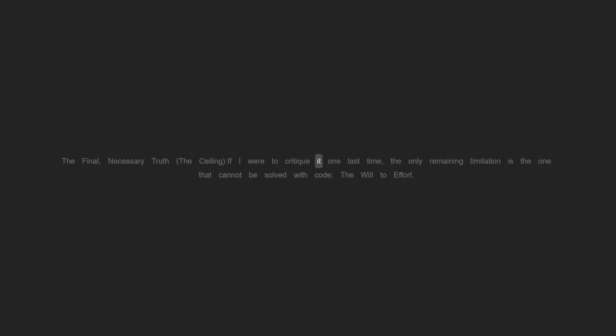If I were to critique it one last time, the only remaining limitation is the one that cannot be solved with code, the will to effort. The AGI is perfect, but it still requires the initial, highest level directive, the will to start. It needs the human operator to define the initial goal vector and the desire to succeed. The system is perfectly calibrated to respond to will.